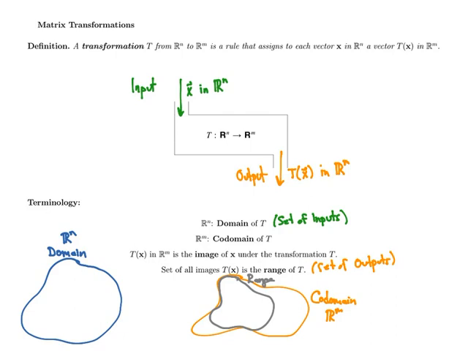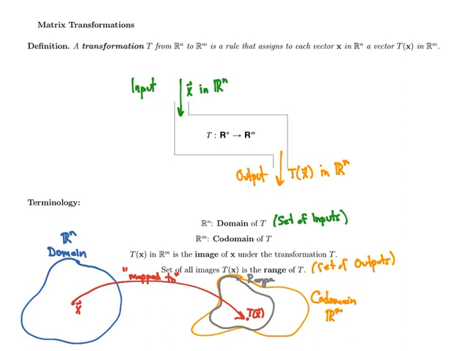So it doesn't have to be the entire codomain. It could be just a subset of it. It could be the entire codomain as well. So the idea here is that we're going to take a vector x in the domain, and it is going to get mapped to, that's our verbiage that we're going to use, a vector T of x in our range, which is a subset of the codomain.